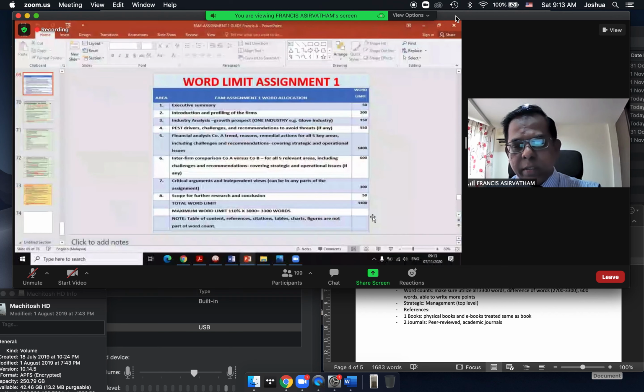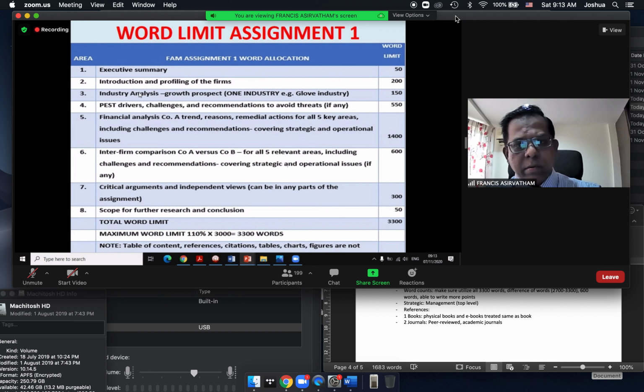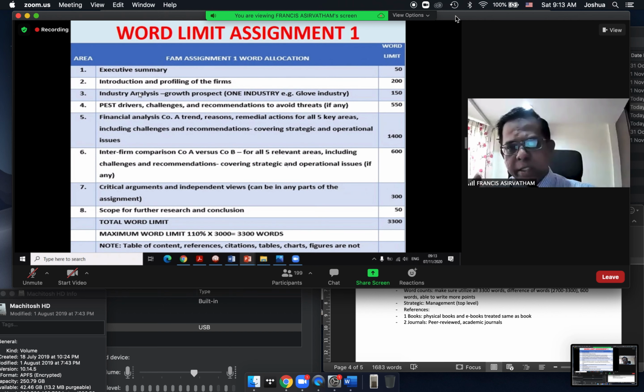Before we start, I like to start with the end in mind. The end outcome of assignment 1 is this. You don't innovate, because I've seen thousands of MBA students. This guideline is comprehensive. You follow this guideline, you will not go wrong. At least you will pass.